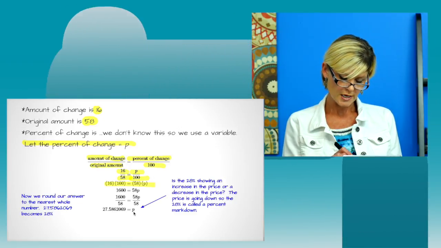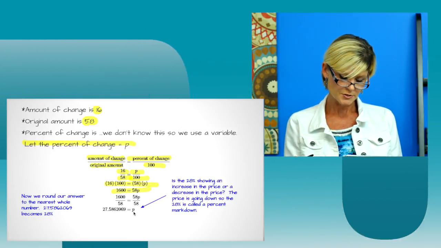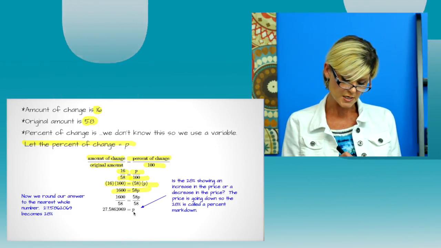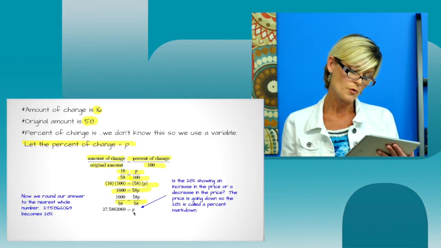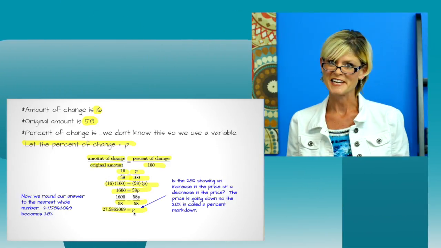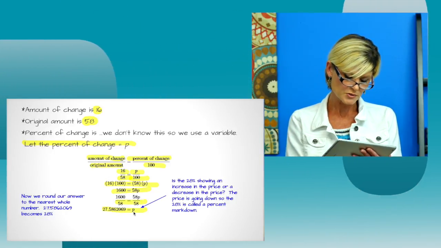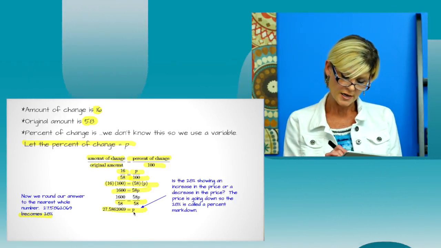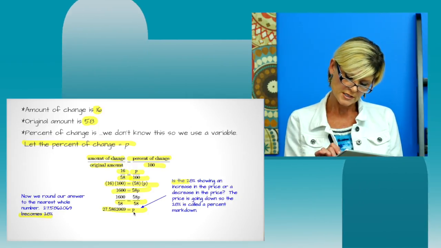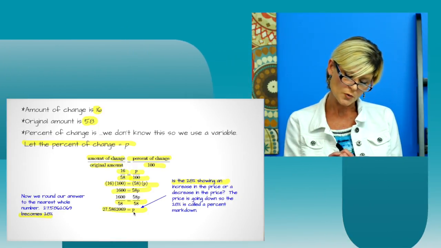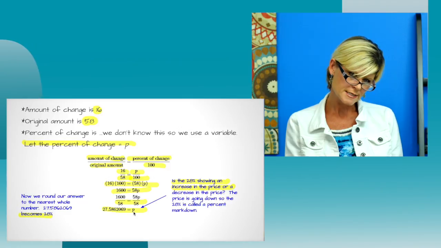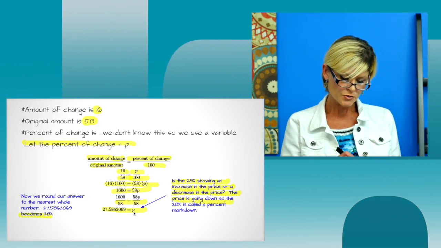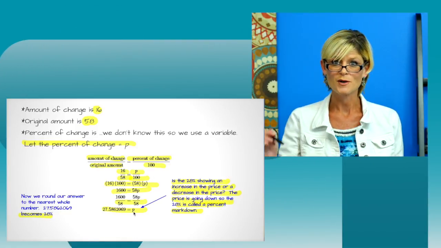We're going to cross multiply, and we get 1,600 equals 58P. Then we are going to divide both sides by 58, and we get 27.5862069, and that equals P. So we'll just round to the nearest whole number, and we get 28%. Now, I also wanted to note, is the 28% showing an increase in price or a decrease in the price? Well, the price is actually going down, so the 28% is called a percent markdown.